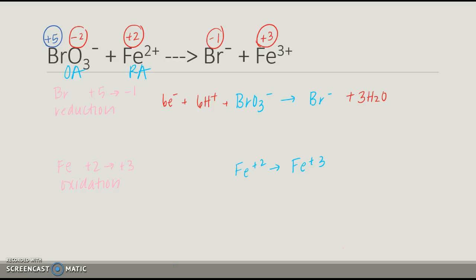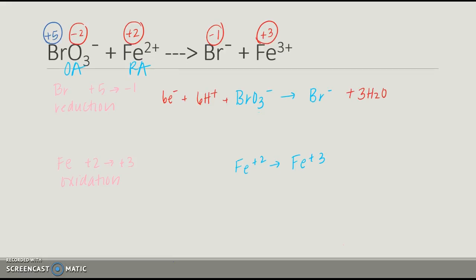Let's move on to the oxidation half reaction. In this case, the atoms are already balanced, so all we have to do is balance out charge. That one was pretty easy. So now remember that the electrons that are gained have to be equal to the electrons that are being lost. So we're going to have to multiply the oxidation reaction by 6.